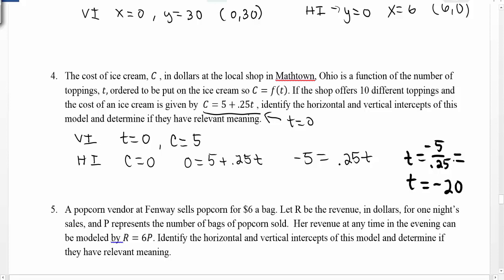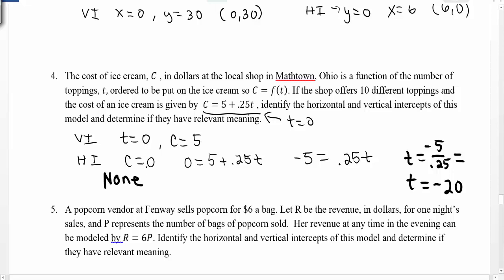So what that says to me in terms of this context is if I order negative 20 toppings, then the cost will be $0. Well, that doesn't really make sense. You can't walk into a store and order negative 20 toppings. So even though this function has a horizontal intercept in terms of the function by itself, because of the context of what's happening here, we would say that there are no horizontal intercepts.